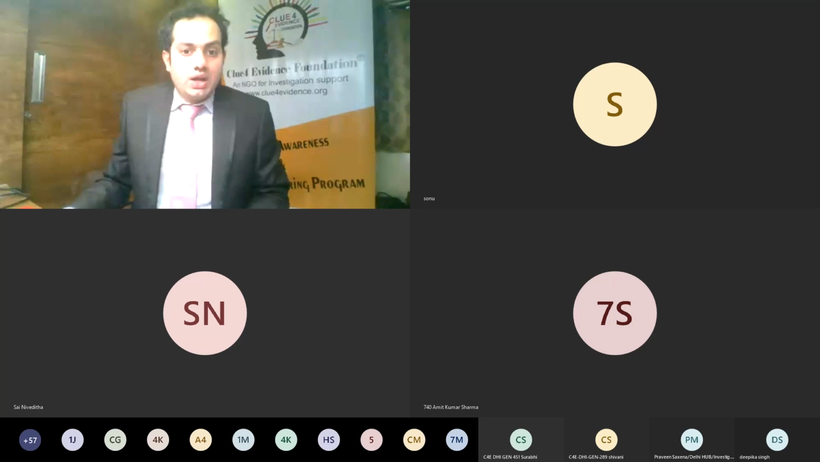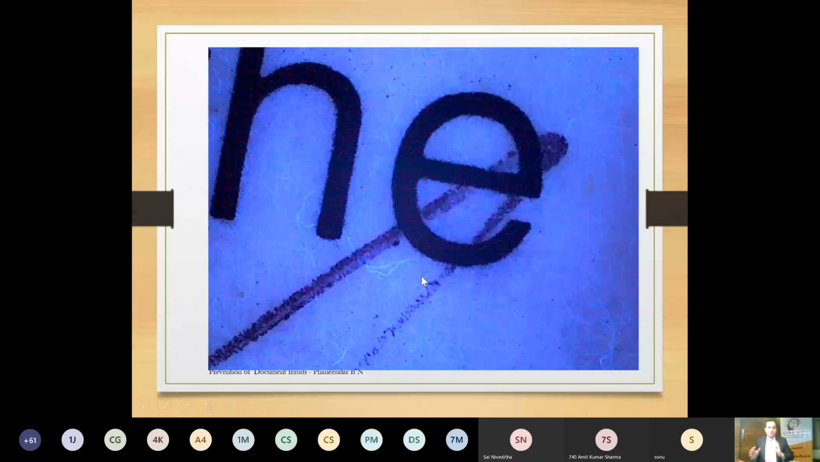On the screen, you are seeing a particular piece of content where the signature ink is also shown along with the printed content. Is there anything suspicious in this particular image?